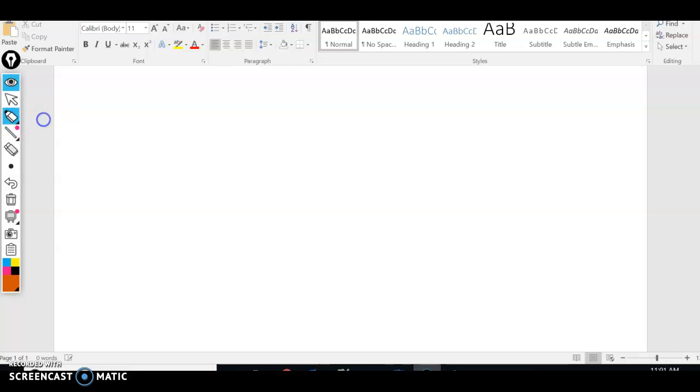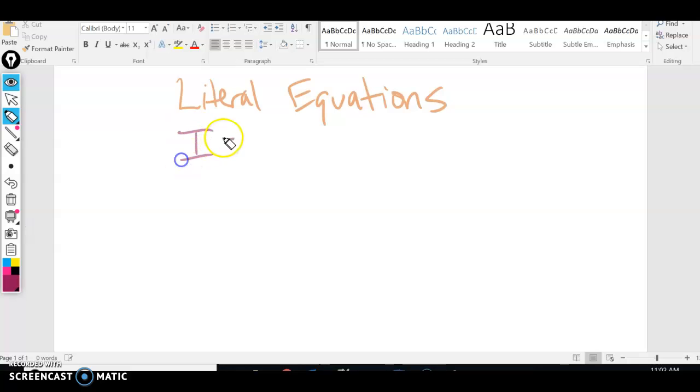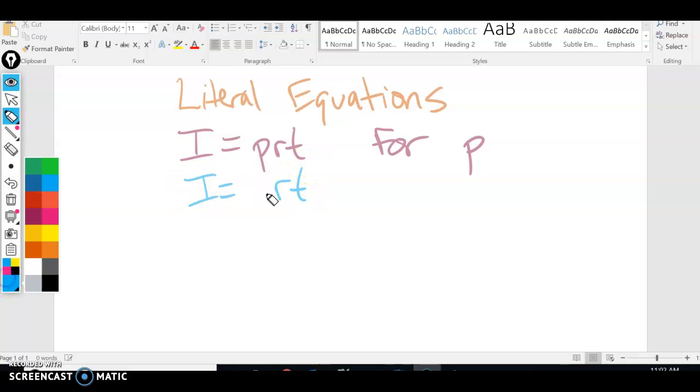The definition of a literal equation is basically an equation that has no numbers in it. Let's do a quick couple examples. Let's solve I equals PRT, but I want to solve it for P. I want to get P by itself. I'm going to rewrite my equation, but I'm going to leave P as its own color, just for myself to know that I'm trying to get P by itself.